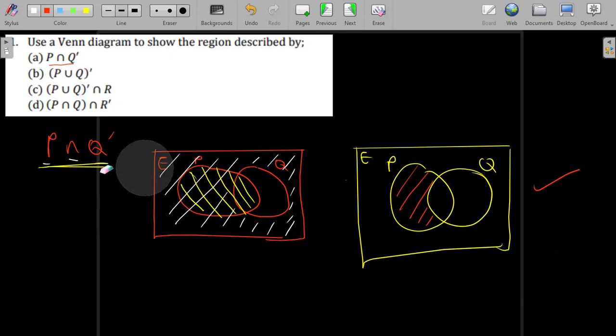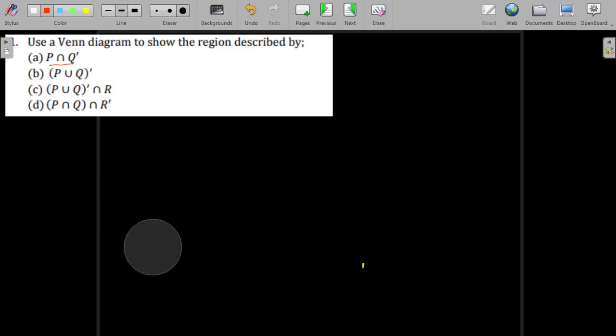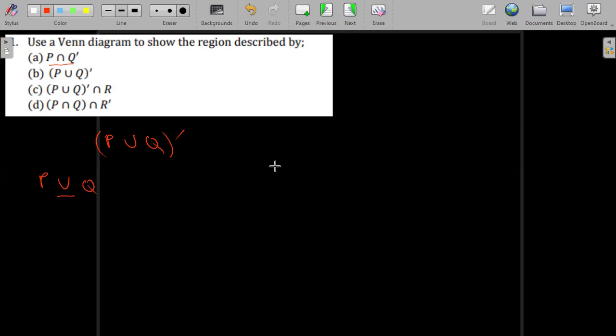So part 2, let me erase this. So part B is P union Q, then complement. So for me to shade this or to show this on a Venn diagram, I first must show what P union Q is. So the set operation union just brings all elements together. So let's say I have P and P is equal to 1 and 3, then I have the set Q which is equal to, let's say, 1, 2, 4, and 5.